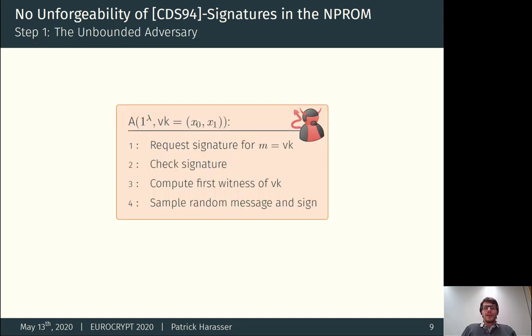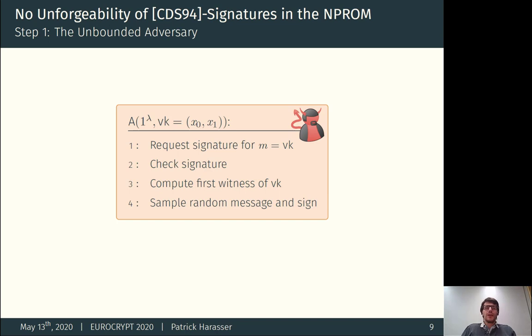And a bit more specifically, our adversary A works as follows. It first requests a signature for the message that consists of the verification key it is started on and checks the signature. This is done to make sure that at least one of the two key parts has a witness, as it is unfeasible for the reduction to sign messages if this is not the case. The adversary then uses its superpolynomial power to find the first lexicographic witness of X0, or if none exists, of X1. He then samples a random message and signs it with the witness he just found.